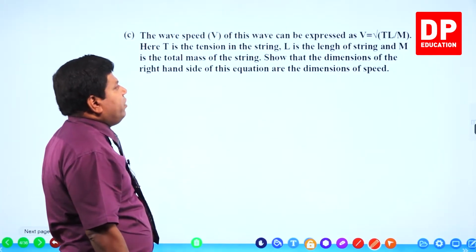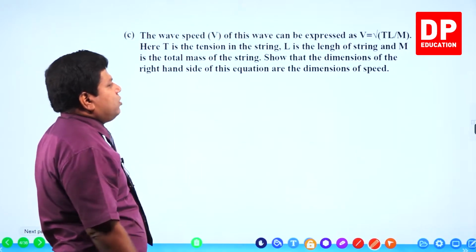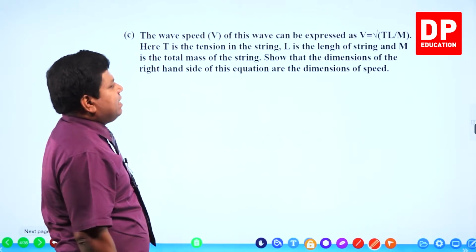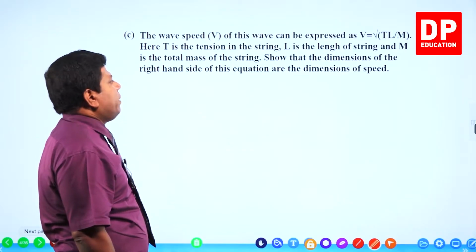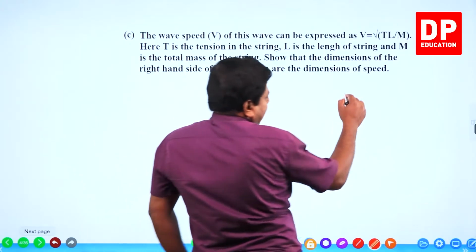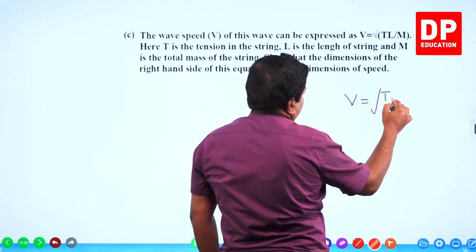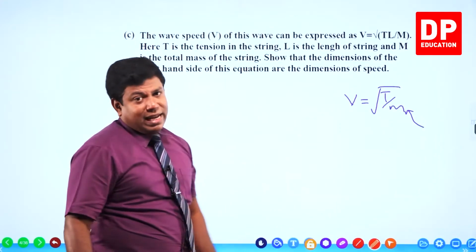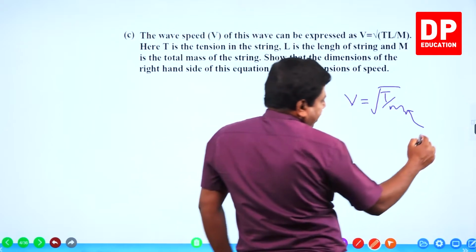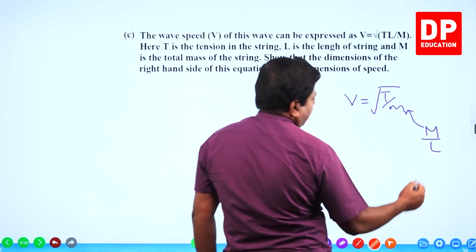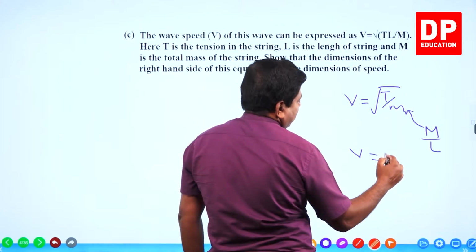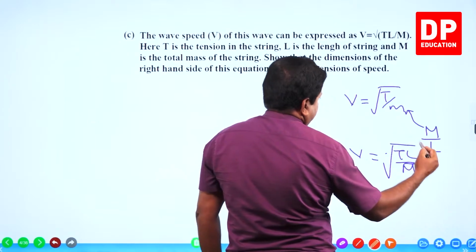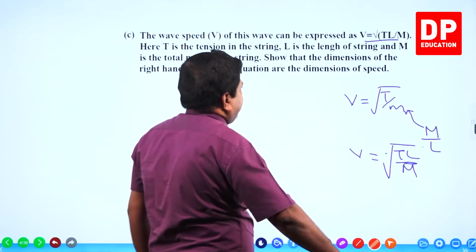The wave speed V of this wave can be expressed as V equals square root of TL over M. Here T is the tension in the string, L is the length of string and M is the total mass of the string. See, usually we study V equals square root of T over M, where this M is mass of unit length. That means this M is going to be total mass divided by total length. So when you substitute here, you will end up having this, square root of L will go up, TL over M. That's what they have given.